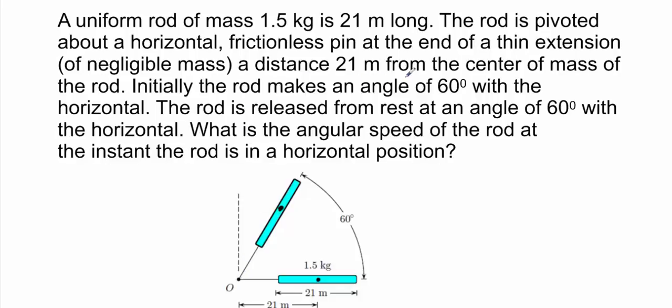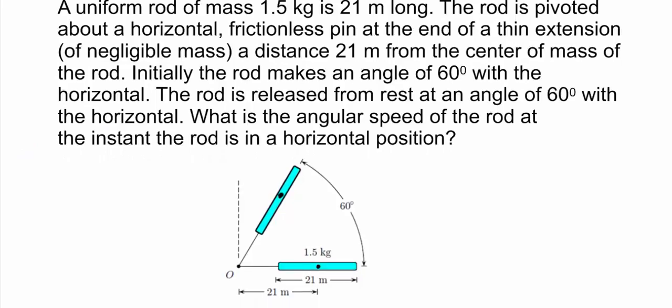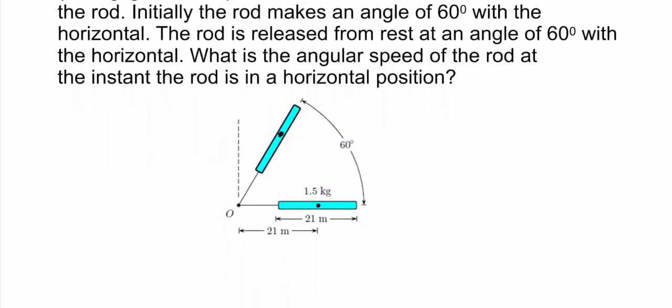Initially, the rod makes an angle of 60 degrees with the horizontal. The rod is released from rest at 60 degrees with the horizontal. What is the angular speed of the rod at the instant the rod is in the horizontal position? With this problem, this is an energy problem to solve. We want to find the potential energy we have in the beginning. I like to write everything out, so I'll write out my gravitational potential energy, initial.